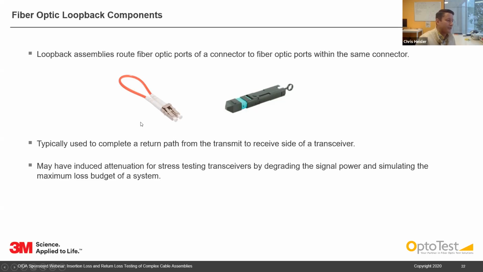So typically these assemblies are used to complete a return path from the transmit to receive side of a transceiver. So these would be for testing transceivers. And also they may have induced attenuation for stress testing transceivers by degrading the signal power and simulating the maximum loss budget of a system.